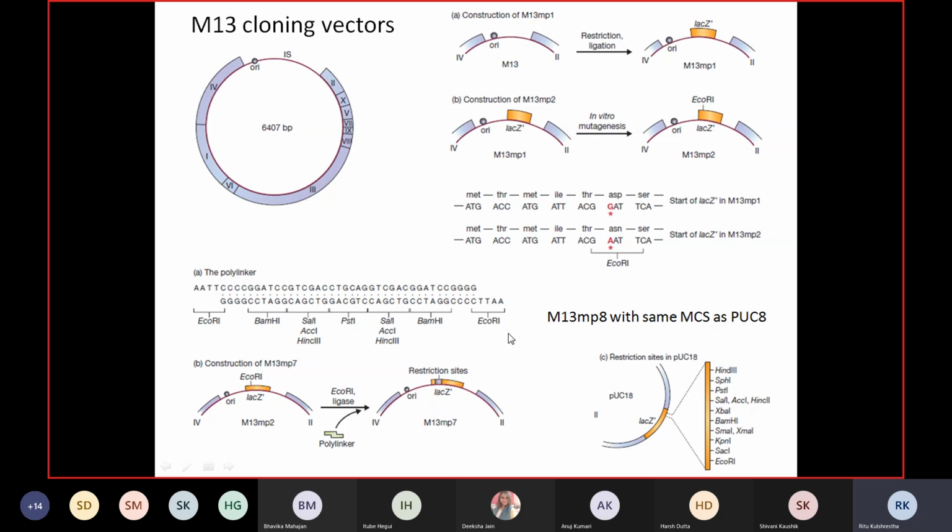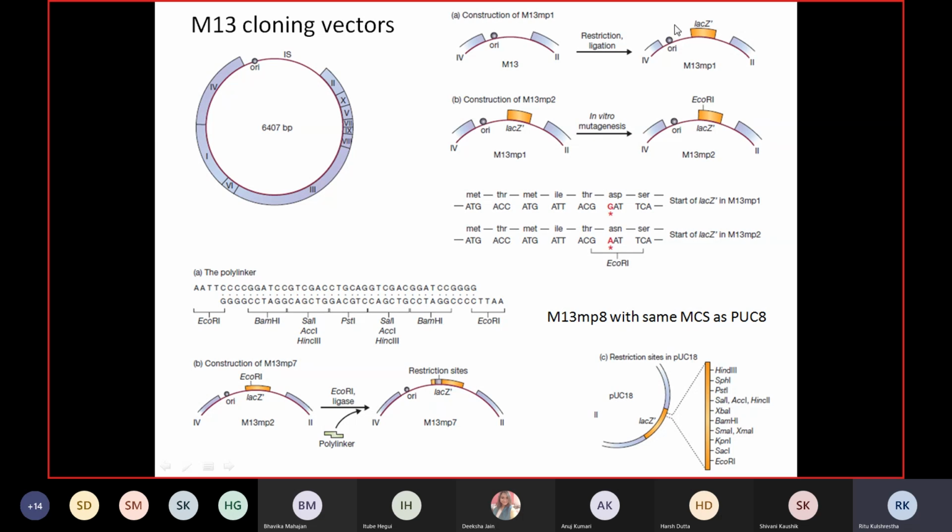If I have cloned something here and I want to transfer it to a pUC vector, which I discussed previously, then it's simple. Let's say it was cloned in BamHI and PstI. I will cut it with BamHI and PstI, or let's say SalI and PstI, and then I will just transfer it in the same orientation into the other vector. So that's why another series, M13 MP8, was developed, in which the restriction enzyme sites are in the same orientation as in other commercially available vectors.